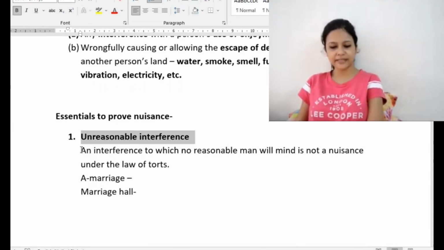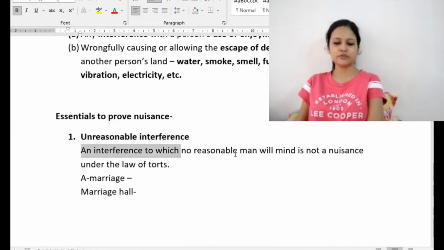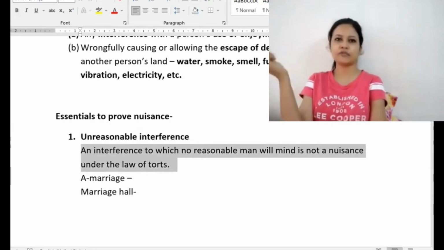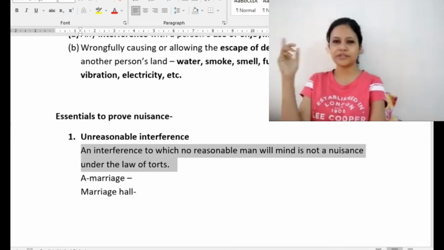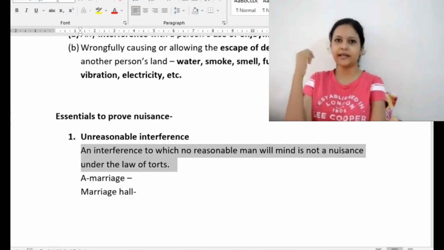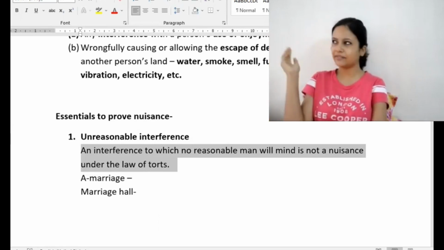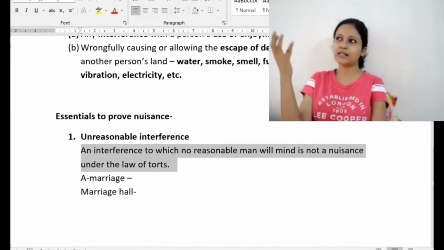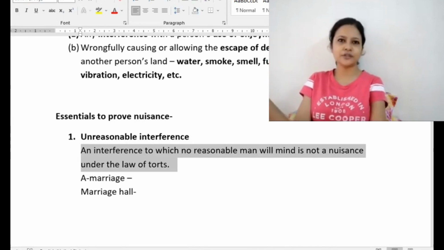What is unreasonable interference? An interference to which no reasonable man will mind is not nuisance. Now we live in a society. There will be some sort of noise, vibration coming in. Maybe you can even hear your neighbor's phone call coming, calling bell ringing, their pressure cooker's whistle. All those are common things, right? Even if it's happening at your neighbor's premises, you get to hear all of it. But those small things would not be considered as nuisance because it is part of the society.